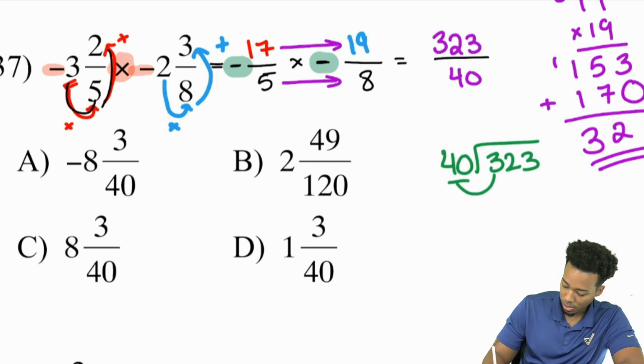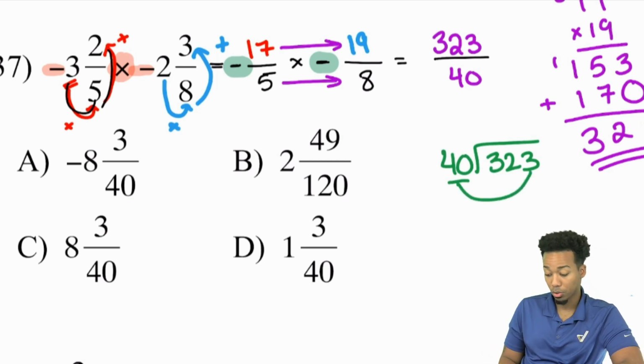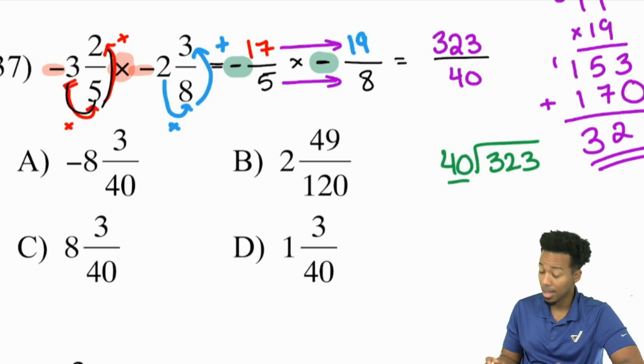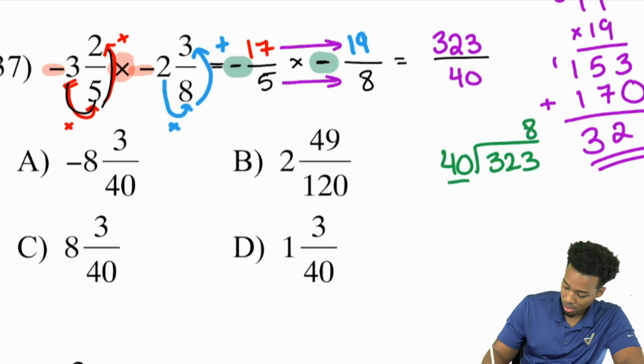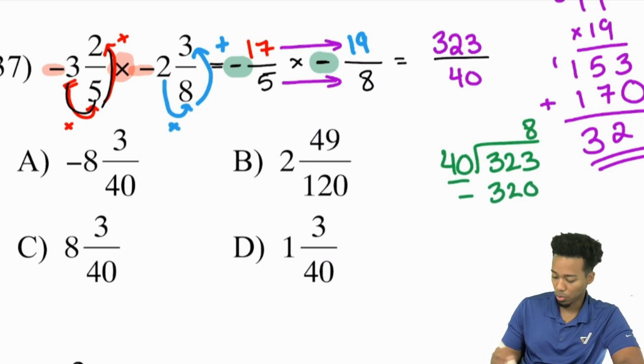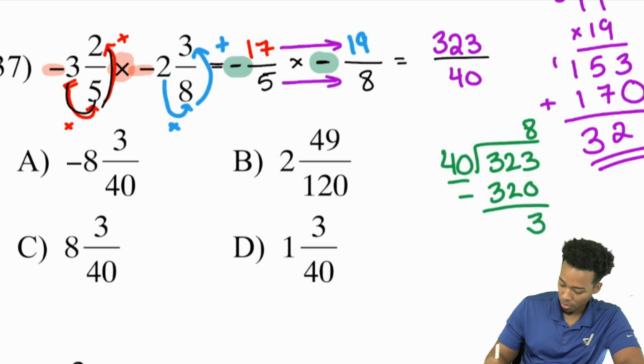Well, 40 doesn't go into 3, doesn't go into 32, but it does go into 323. 40 goes into 320 8 times. And so we'll subtract the 320 because 40 times 8 is 320. And we have ourselves 3 left over.